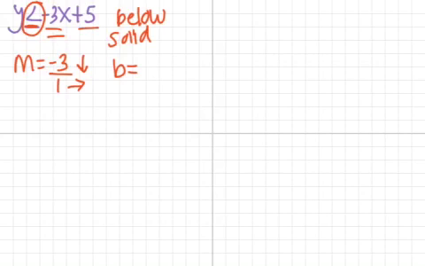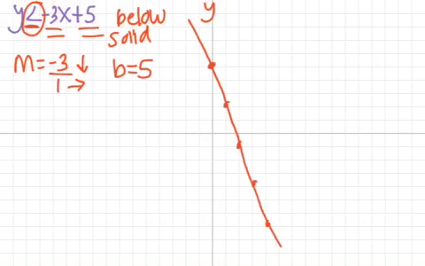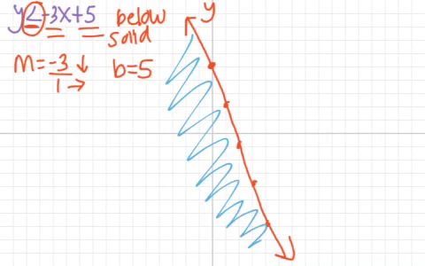My y-intercept is where I start on the y-axis. Remember, the y-axis is your vertical axis, so I'm going to start up at 5. So 1, 2, 3, 4, 5. And I'm going to go down 3 to the right 1, down 3 to the right 1. Okay, draw my solid line. I'm going to try my best to draw a straight line. And shade below the line, so underneath the line.